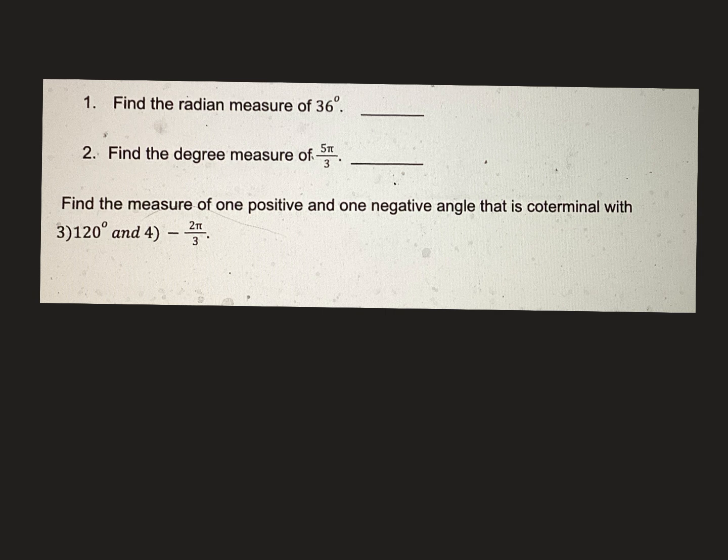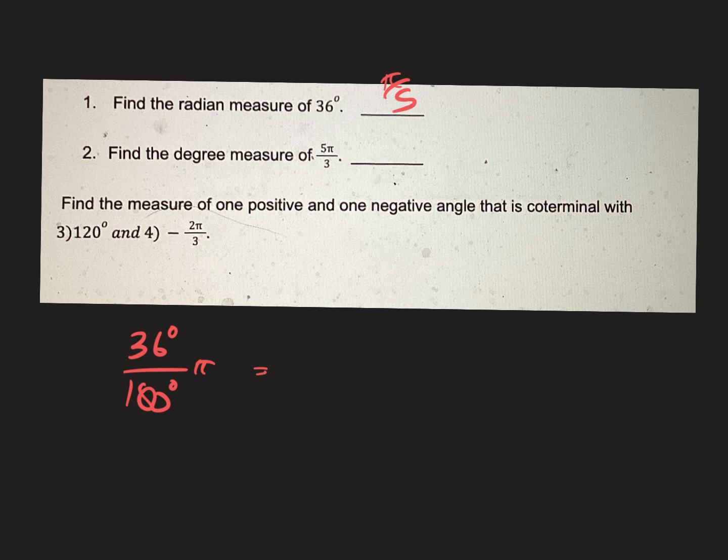Two things to think about here. The shortcut is, remember, you take 36 degrees, divide it by 180, and put a pi with your answer. So I'm just going to take that and punch it in my calculator. 36 goes into 180 five times, so it's going to be pi over 5 radians. That's all you got to do there.